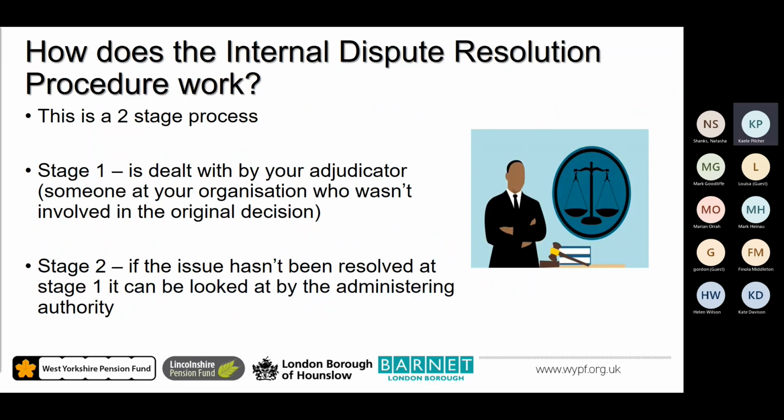So how does the internal dispute resolution procedure actually work? Well, there's a two-stage process. The first stage is dealt with by your adjudicator. Now, I appreciate that small employers may not actually have a named adjudicator because people wear several different hats, but it has to be looked at by somebody at your organisation who wasn't involved in the original decision.